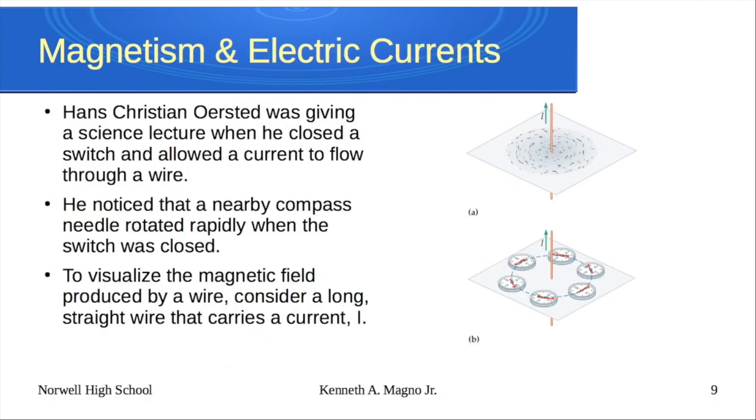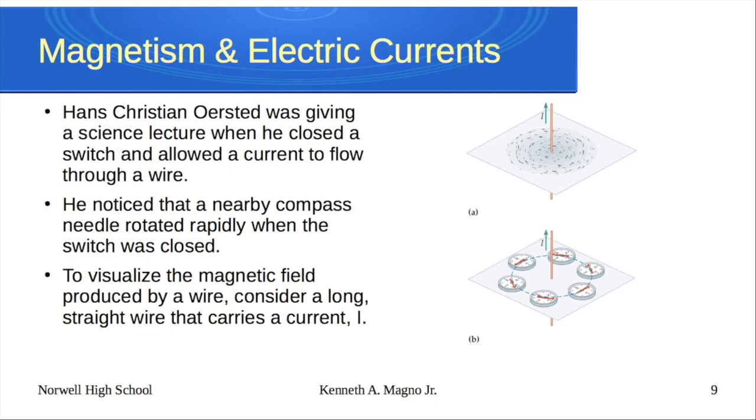The first person to figure out there was a connection between current and magnetism was Hans Christian Oersted. There's another researcher by the last name of Henry that was also around the same time looking at this, but Oersted's the first to have that aha moment. He was doing a science lecture with a circuit that had a wire and a switch, and as he closed the switch, he noticed that the compass he had on the table nearby started to move. And every time he opened and closed the switch, the compass moved.